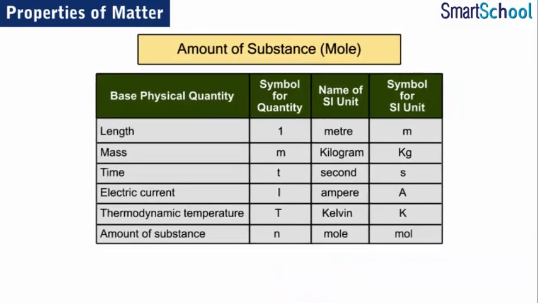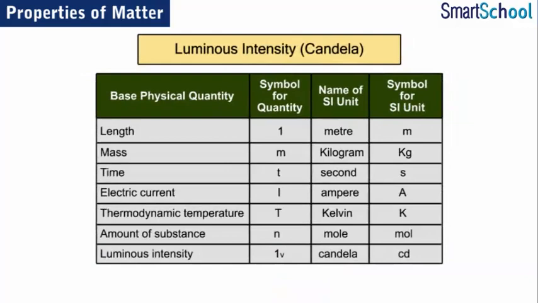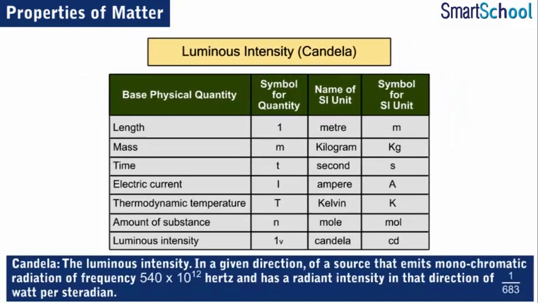The seventh unit of the SI base units is candela. Candela is the luminous intensity in a given direction of a source that emits monochromatic radiation of frequency 540 × 10^12 Hz and has a radiant intensity in that direction of 1/683 watt per steradian.